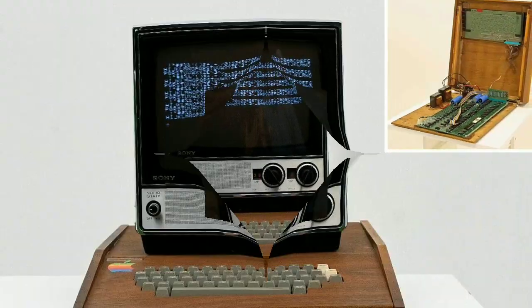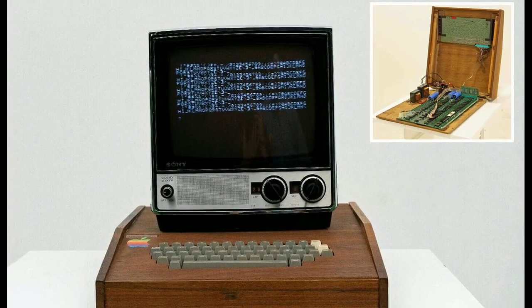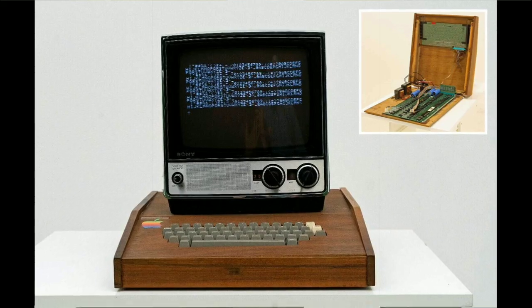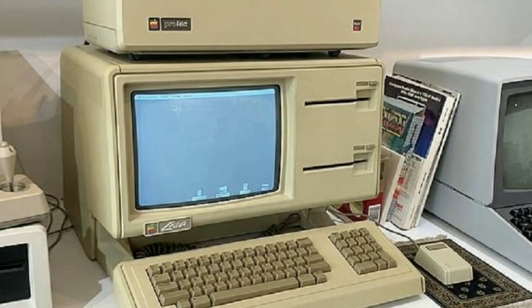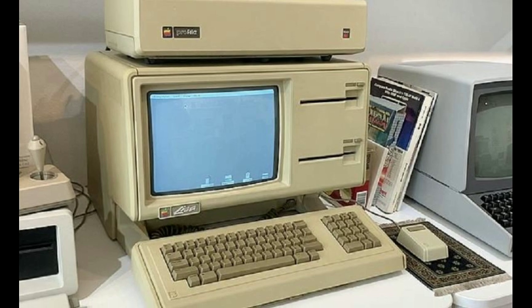The UNIVAC 1101, also known as ERA 1101, was the first computer to have a program stored in memory. It was delivered to the United States government in 1950, marking a significant milestone in the history of computing.